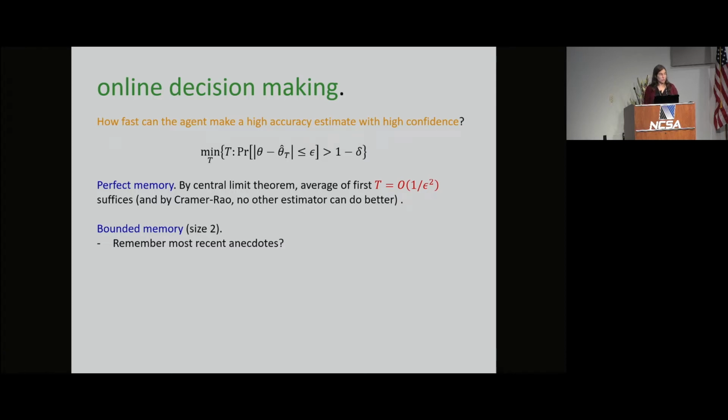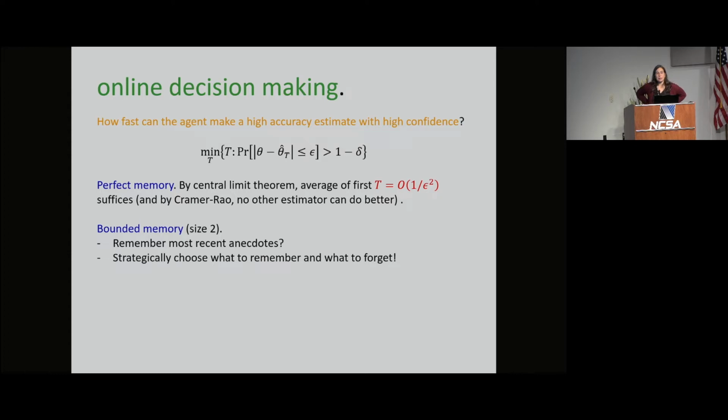So what you have to do instead is figure out what you're going to remember and what you're going to forget. We call this strategic forgetting. What I'll show you in this portion of the talk is that if you can strategically choose what to forget, then you can actually get quite close to the bound that you could get with perfect memory. So you can get a t on the order of 1 over epsilon squared.